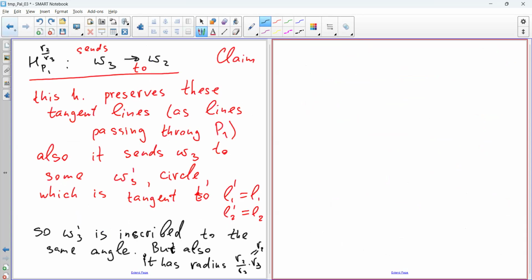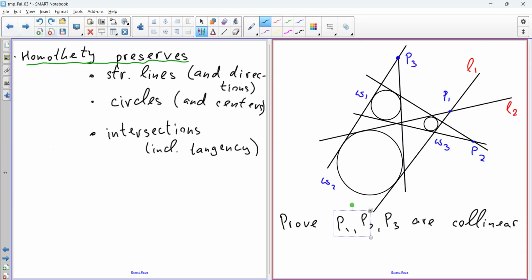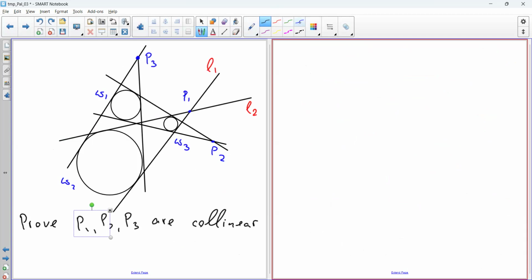So we will have the following combination. If we take the combination of these homotheties, so homothety with center P1 and coefficient R2 over R3, which sends omega-3 to omega-2, then homothety with center P3, which sends omega-2 to omega-1, written in a similar manner, and another homothety with center P2, sending omega-1 to omega-3. And this we denote as H.